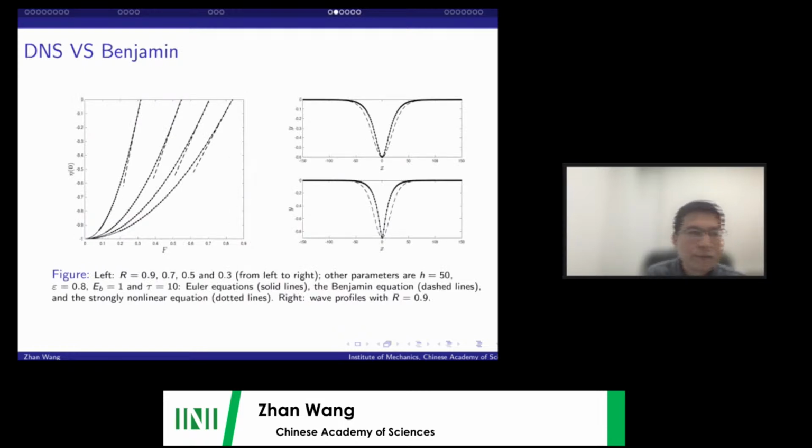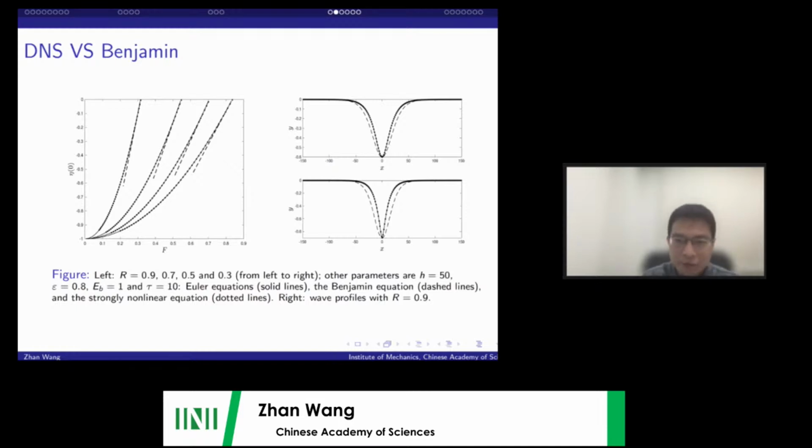Now, we first compare numerical results of the reduced model against the computations of the full Euler equations. We consider the Rayleigh-Taylor stable regime, where the density ratio of the upper layer to the lower layer is smaller than 1. The density ratio is R. Furthermore, we assume the surface tension is very strong and the depth ratio is large. So this is the Benjamin regime, right? And in this regime, single trough depression solitary waves can be found for all values of R. And R is taken as 0.3, 0.5, 0.7, 0.9 from left to right in the left figure.